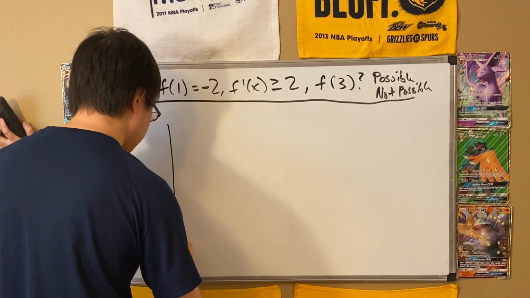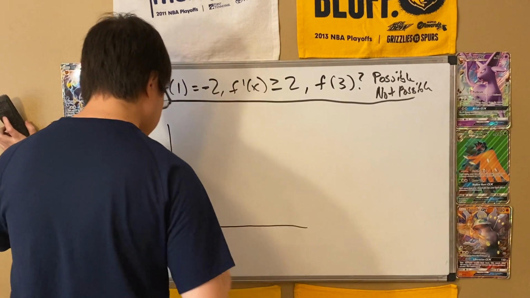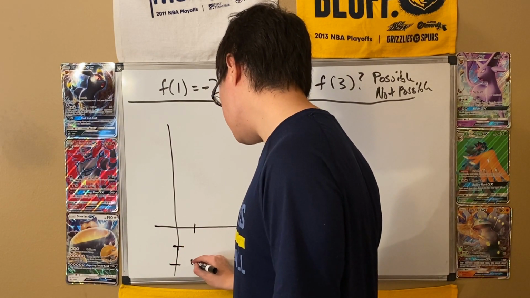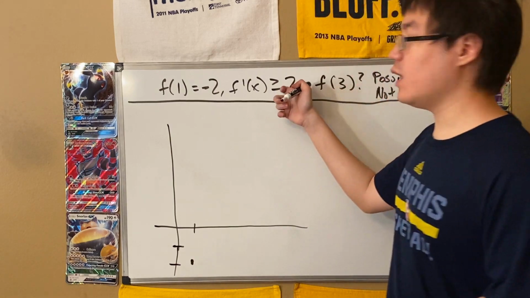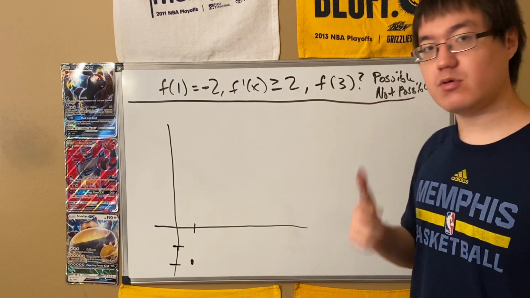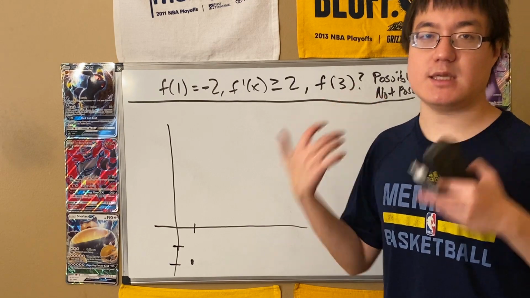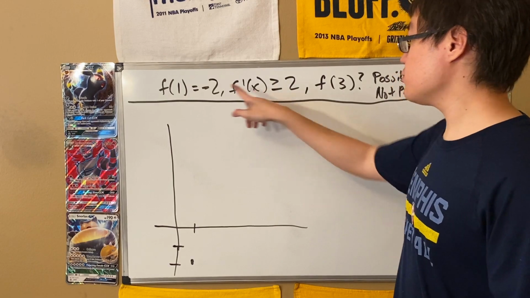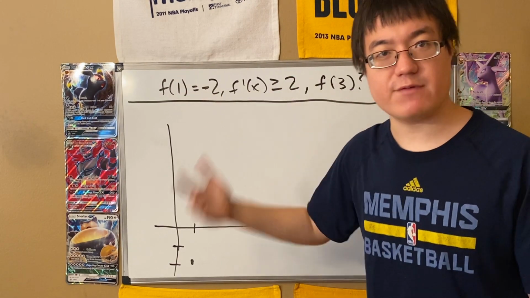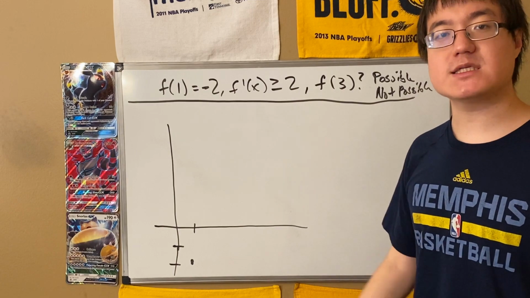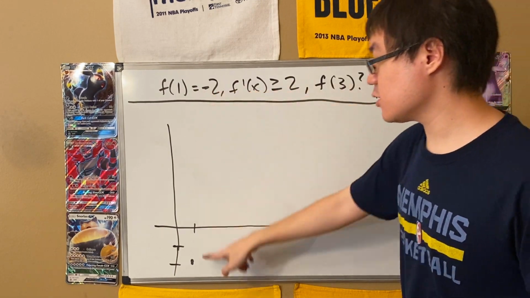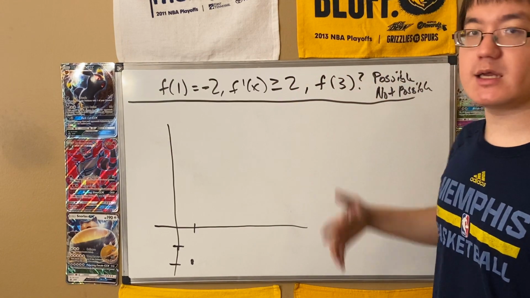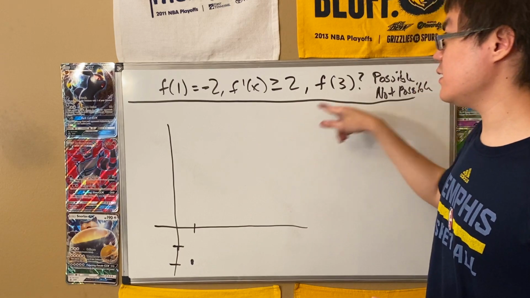So let's just plot this point as accurately as possible. It looks like we're going to be at 1, and then it's going to be -2, so we're way down here. So then, while this does say greater than or equal to, we're just going to pretend that it says equal to 2, because it's easier to deal with. So we're going to take this x value, which is the given x value, and we're going to try to find a possible y value, given that we start at the point 1 comma -2, we use this slope of 2, and we try to get to a y value along this line at 3.